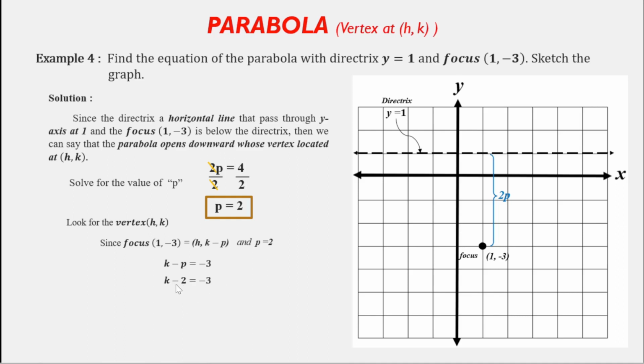Then we have to transpose -2 to the other side of the equation. So we have k = -3 + 2, and k is equal to -1. Therefore, the vertex is located at (h, k), which is coordinate (1, -1). As we plot the vertex, this is now the location of the vertex, coordinate (1, -1).